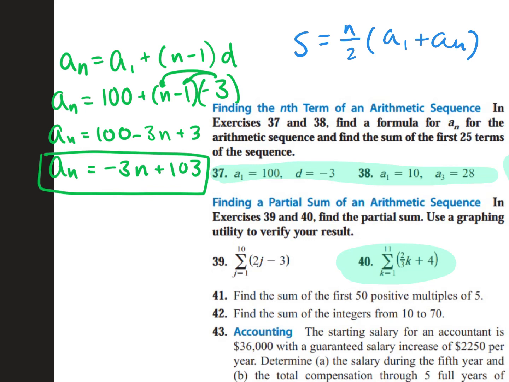So it asks us to find the sum of the first 25 terms. So what's our n going to be? 25, because there's 25 terms. N is the number of terms. What's our first term in our sequence? 100. And a sub n means that we have to find a sub 25. How do I find a sub 25?